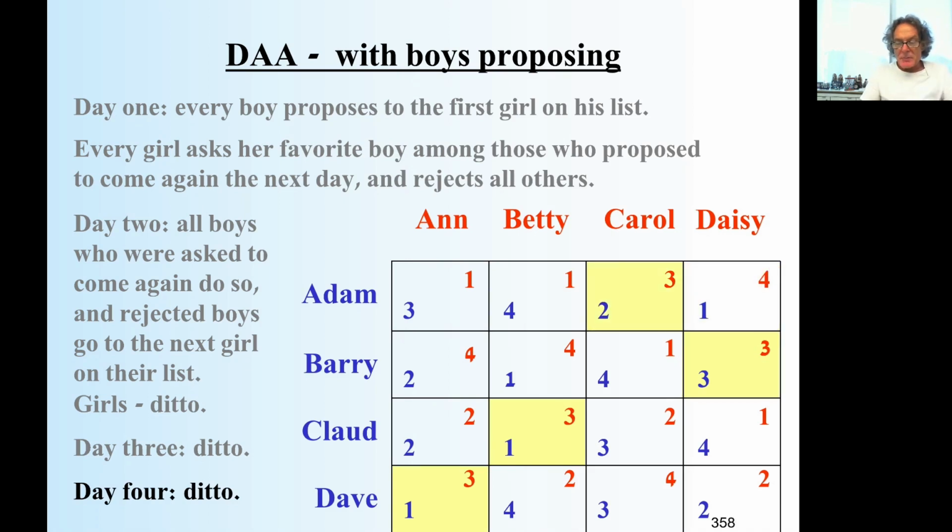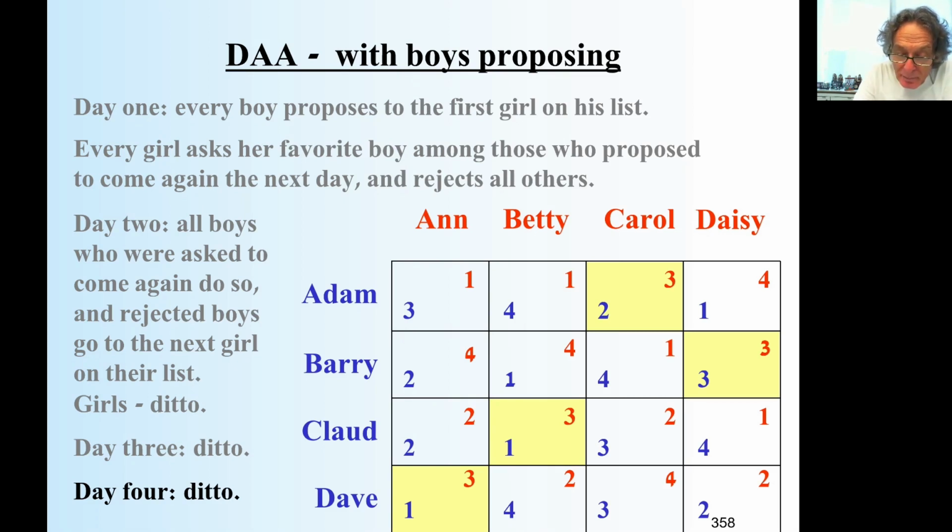Now we finished, because every boy has a girl and every girl has a boy, and this must be a stable match. And I would like to explain why. But first of all, what is the match? Adam is matched to Carol, Barry is matched to Daisy, Claude is matched to Betty, and Dave is matched to Ann.